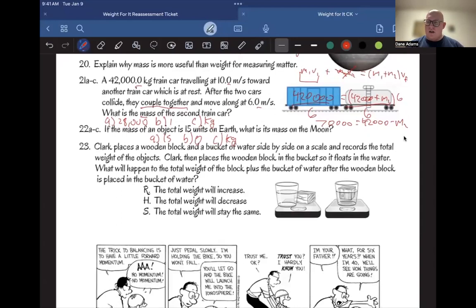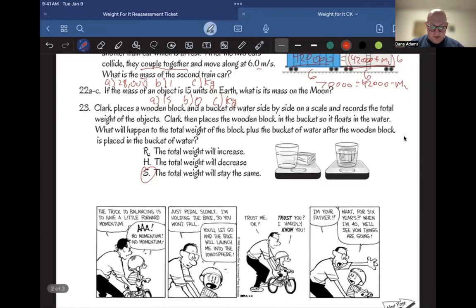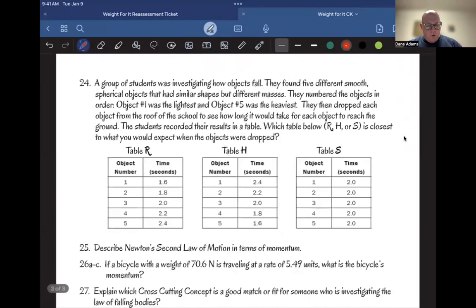If we really think about it, we didn't remove anything off the scale, truly. Because if the wooden block is being pushed up by the water, that must mean that the block is pushing back down on the water with the same force, which means that it's getting pushed back on the scale as well. So the weight will stay the same. You can try this at home if you want. Only a few more to go.